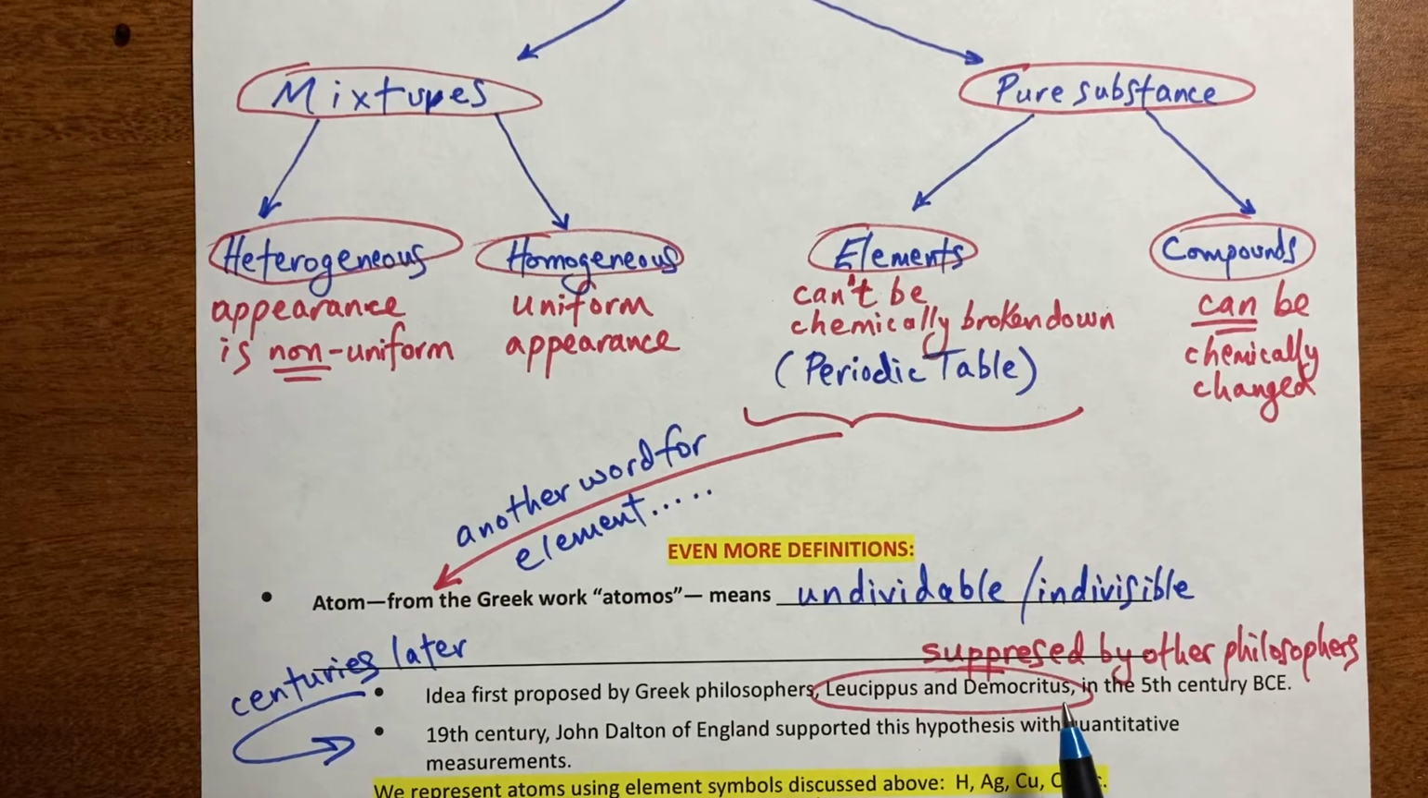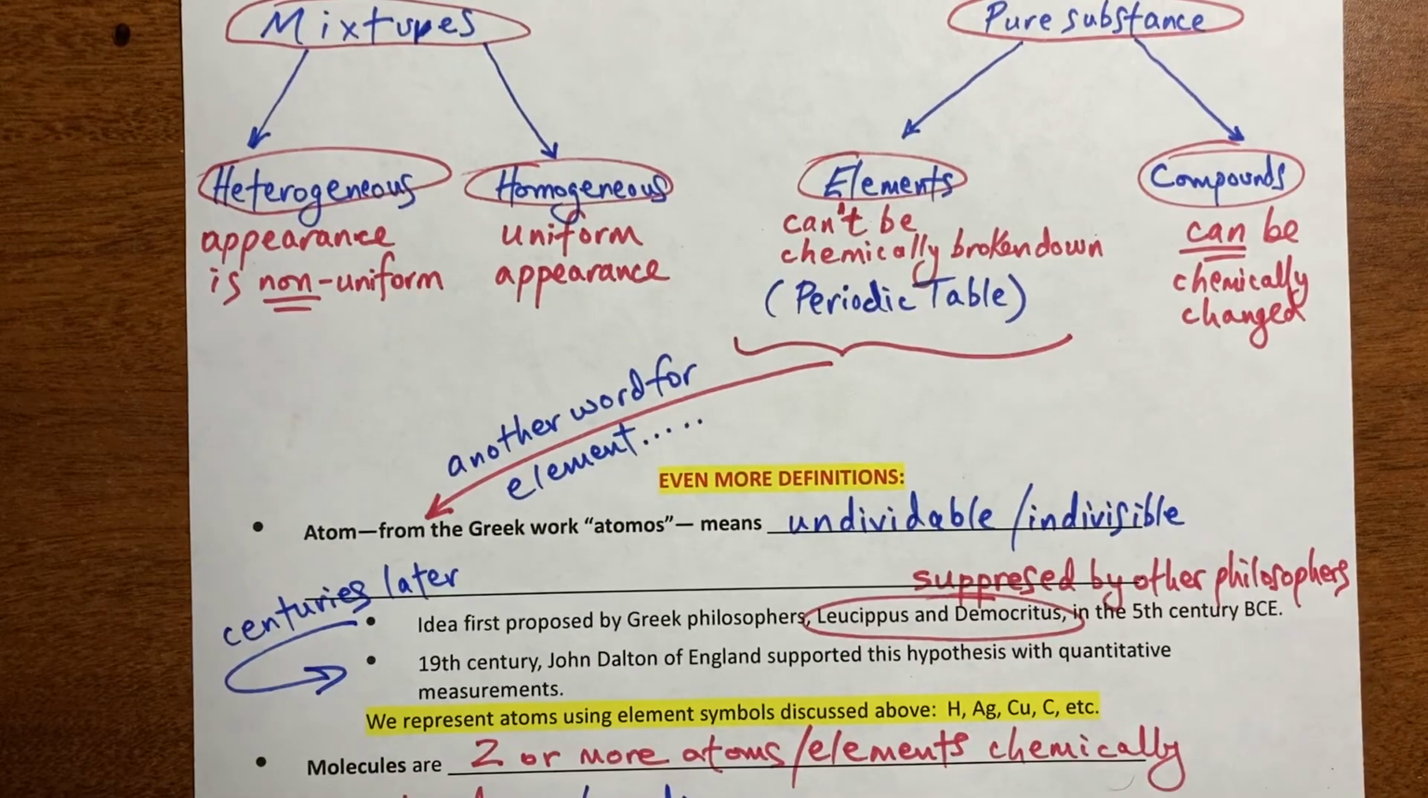But the bad news is that his ideas were very revolutionary and suppressed by other philosophers. Actually, it was the 5th century BC, sorry. But it took about 2,400 years before a man by the name of John Dalton came along and actually supported Democritus's hypothesis that atoms existed by doing some experiments. He did some experiments where he combined various elements with oxygen and did some careful measurements, and he was actually able to come up with a theory, his atomic theory, which we'll discuss in Chapter 2.